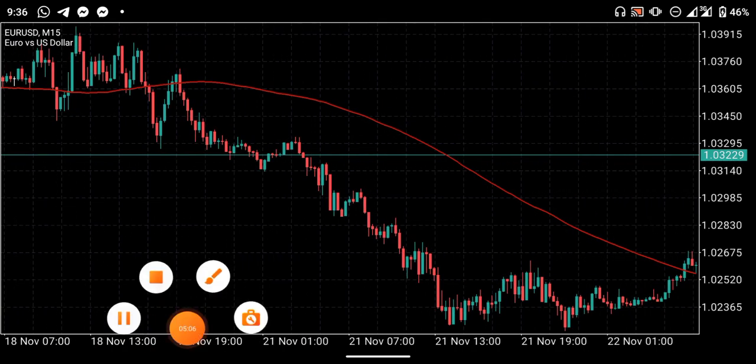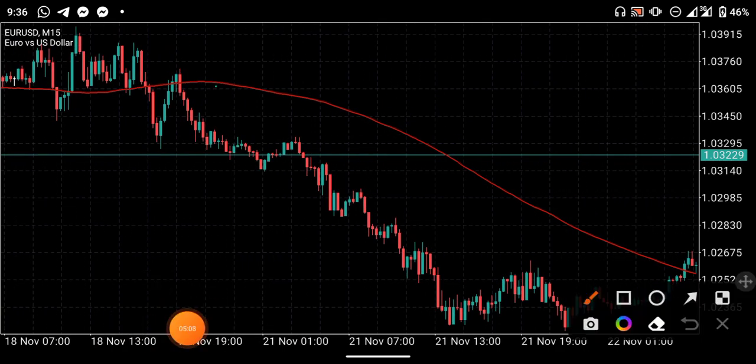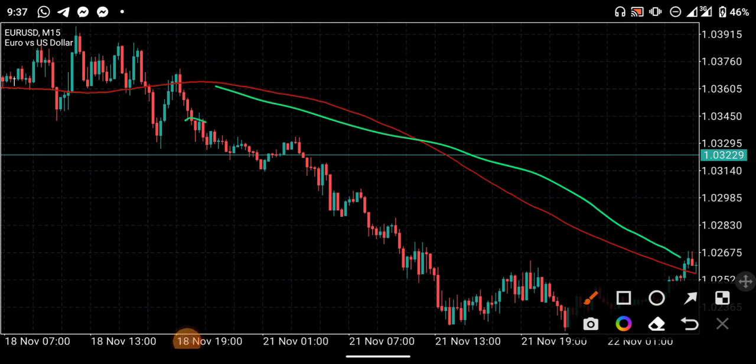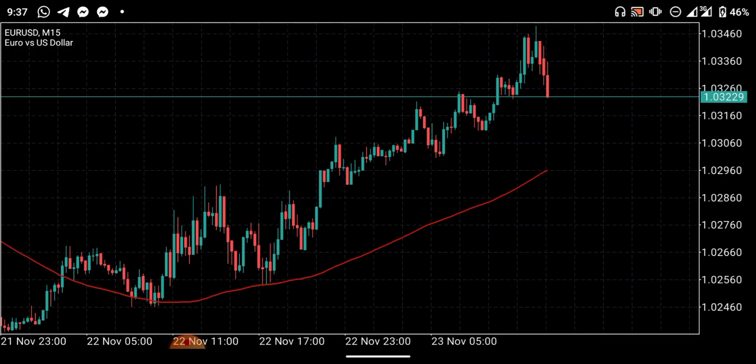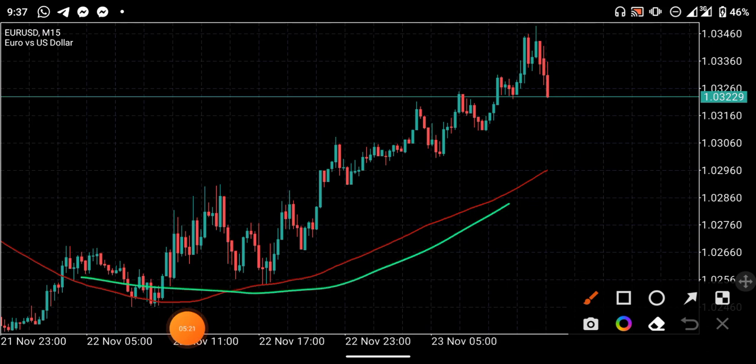Here, my moving average is above the candlesticks. You can see, which shows an uptrend in 15 minutes time frame. At the same time, what happened? The candlestick still went below. You can see it, and my chart is now above the moving average, showing an uptrend. So you can now be looking for an opportunity to buy.